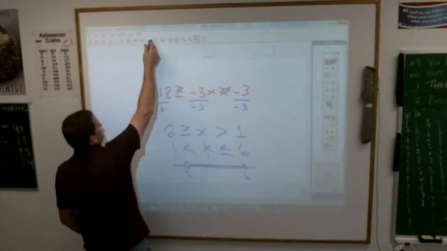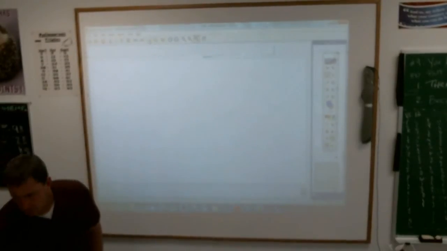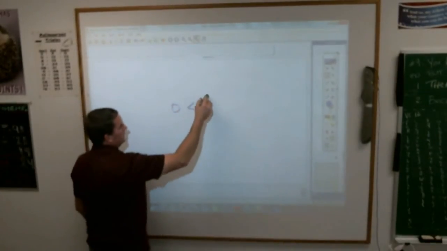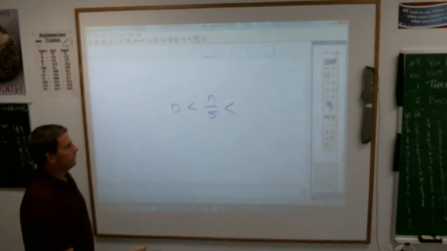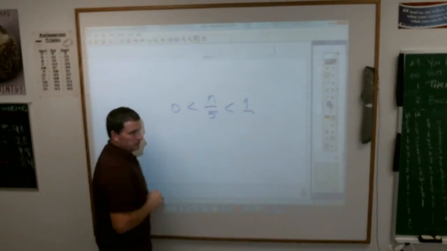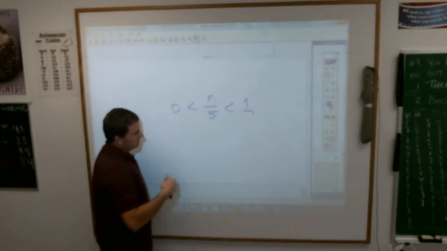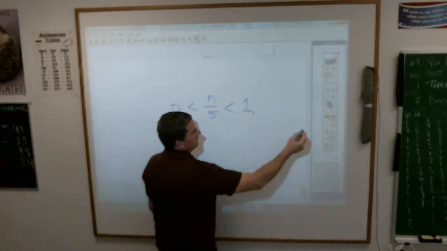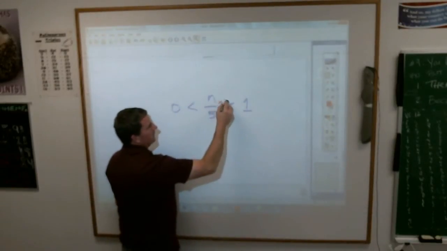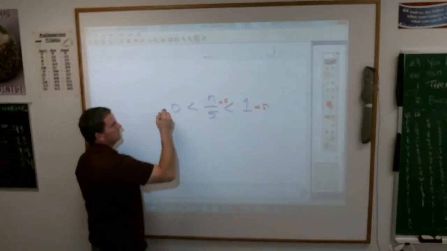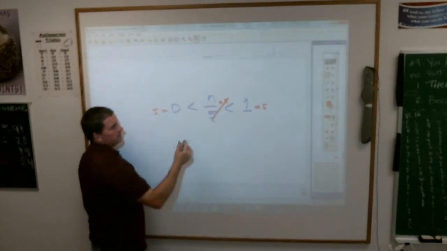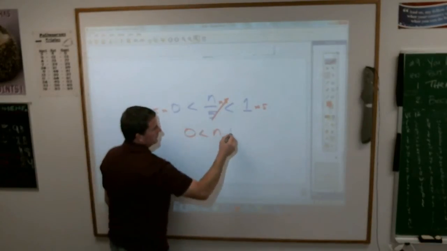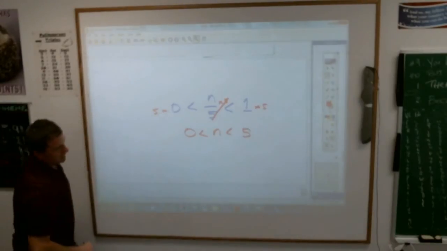Multiply everything by 5. If you have this problem, 0 is less than n divided by 5, which is less than 1. The first thing you look at: are the signs going to change? Is the variable negative? No. So it's a good thing. The only thing you have to do to solve this is multiply everything by 5. Because 5 multiplied by n over 5 just gives you an n. 5 times 0 is still 0, and 5 times 1 is 5. And that's all you have to graph.